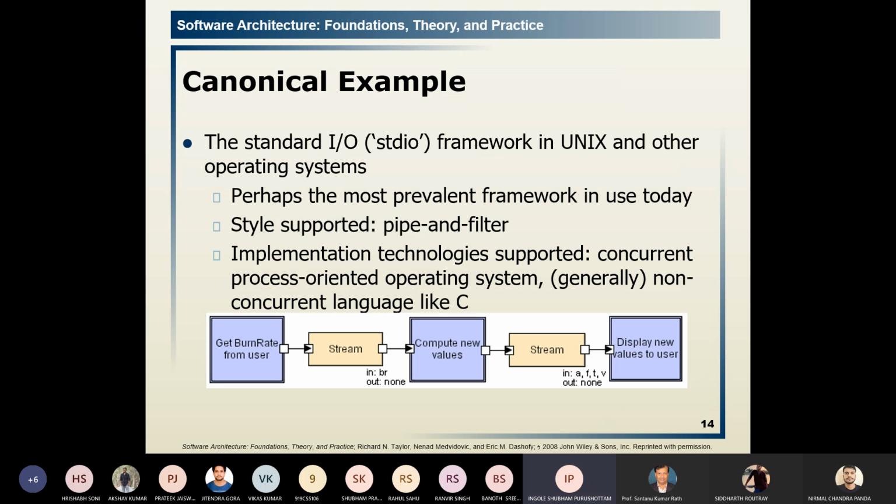So here is an example of a standard IO framework. The standard IO framework in Unix and other operating systems is perhaps the most prevalent framework in use today. The style supported is pipe and filter. Implementation technologies supported are concurrent process oriented operating systems, and generally non-concurrent languages like C also. So in C, you have seen that at the start of the program, we write a standard IO header file. So it uses this standard IO framework of Unix only.